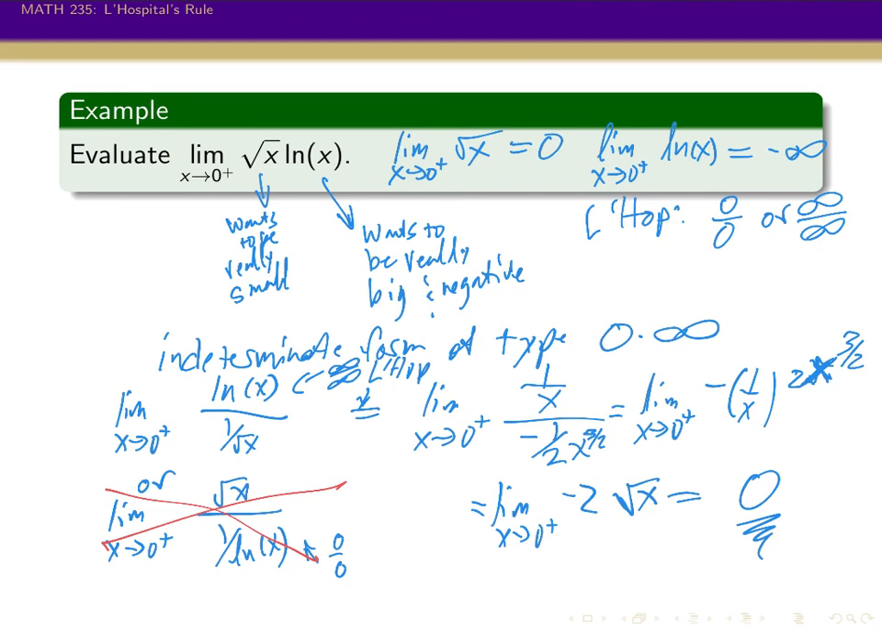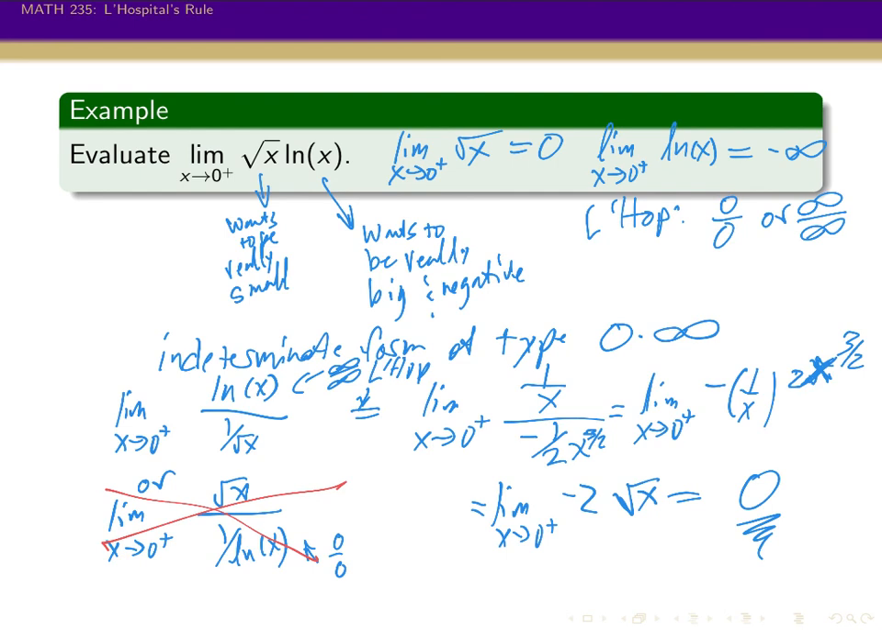If you tried to do this other one with the natural log on the bottom, what you'd find doing L'Hopital's rule is that you actually ended up with something worse than you had before. And that's all because of the natural log on the bottom. And so in that case, L'Hopital's rule doesn't work. And so with almost all of these, there's a good choice for which one to move to the bottom, and there's a bad choice.